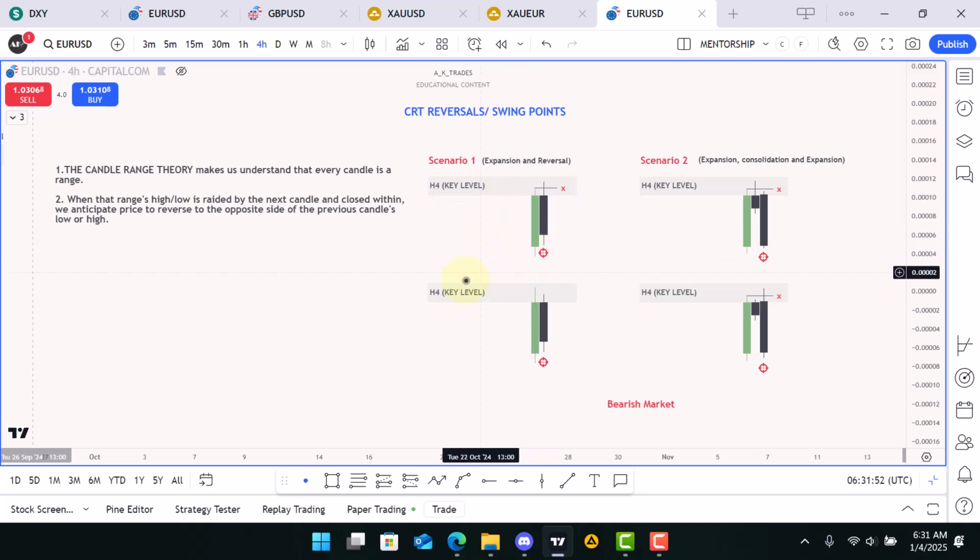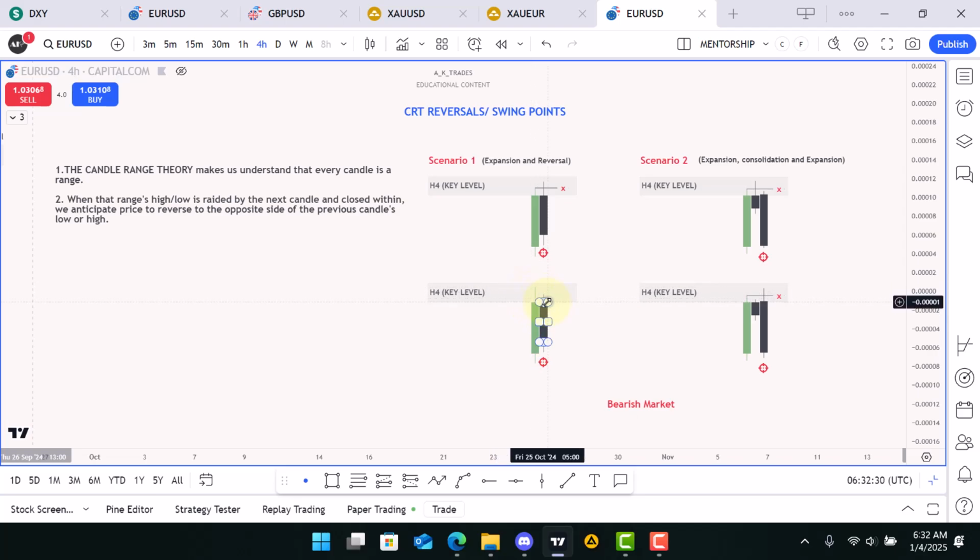Now, let's look at another scenario. In this scenario, it's the same way, expansion into a reversal. The bearish expansion candle failed to raid the high of the previous candle. Normally this happens when candle 1 printed a reversal signature on the lower time frame. So you realize that when you drop down to the 15-minute chart, there will be a market structure shift or change in state of delivery printed by this candle 1.